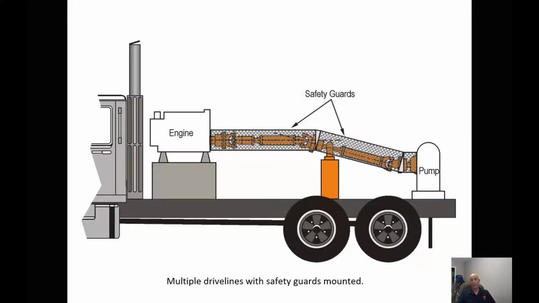PTO shafts is another thing that we should really be aware of, staying away from when a PTO is running. All it takes is that PTO shaft or that drive shaft to catch a piece of clothing, and once it makes one wrap, it's over, because you're never going to be able to overpower that. So always be careful when we're working on drive lines.